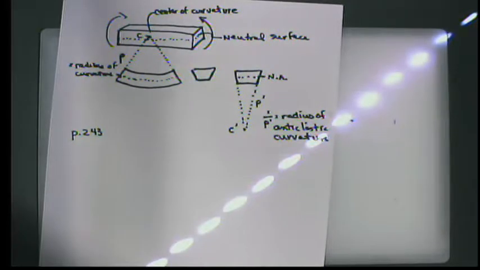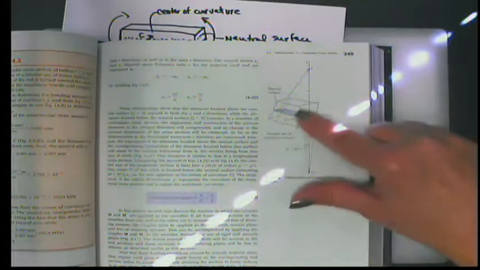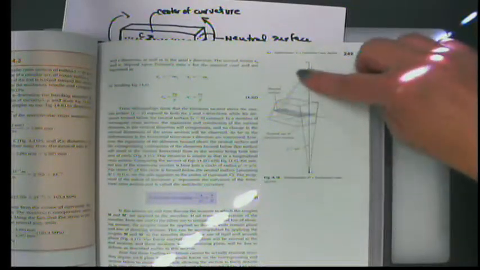And they actually draw this out for you in 3 dimensions on page 249, where they draw the neutral surface, the axis, the cross section, and you can see what we're talking about. This shortens, so this lengthens. Center of curvature, anticlastic curvature, the radius of curvature.